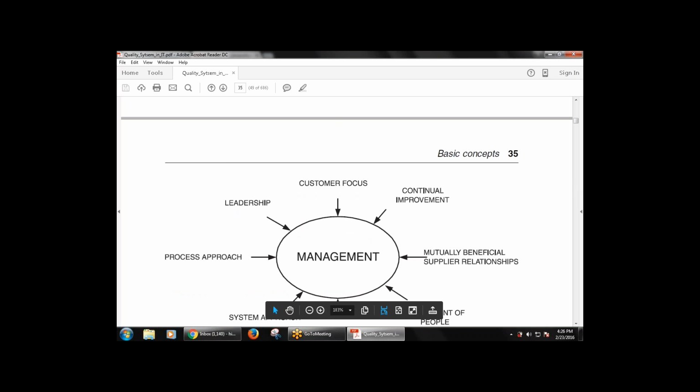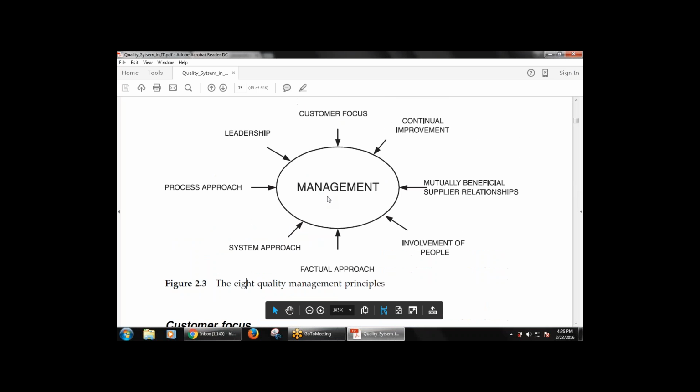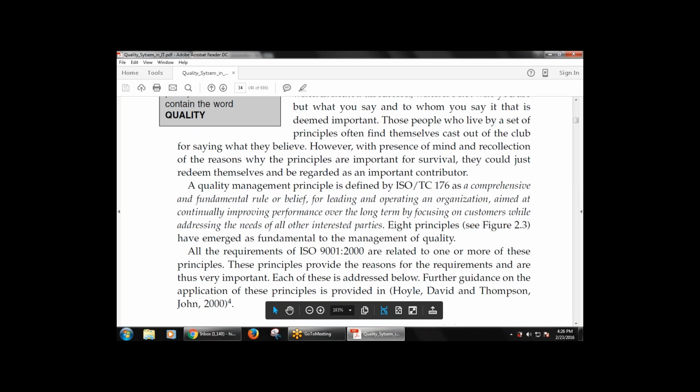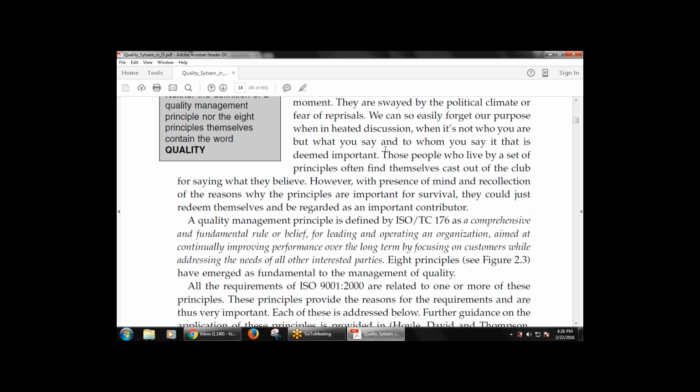Now let's discuss one by one. That is, what is the customer focus and how we focus on the customer, or how it is used. So what is the principle? It is a comprehensive and fundamental rule or belief that is used for operating an organization. That means the various rules or regulations that are available to operate an organization, to operate an industry.